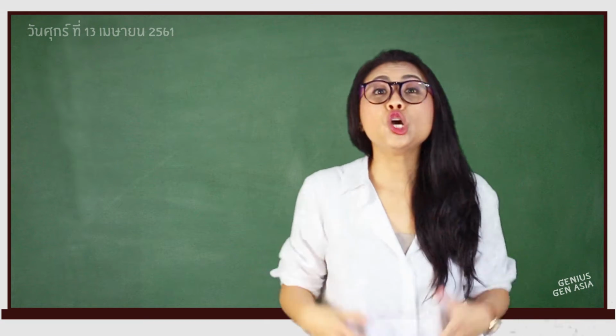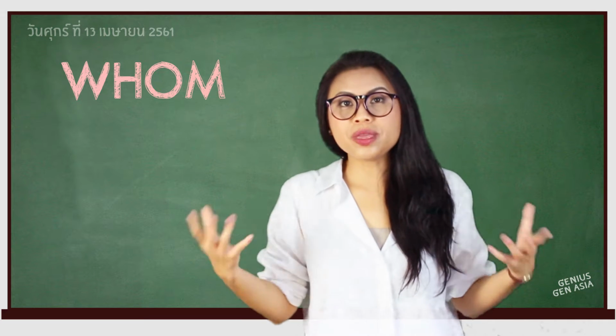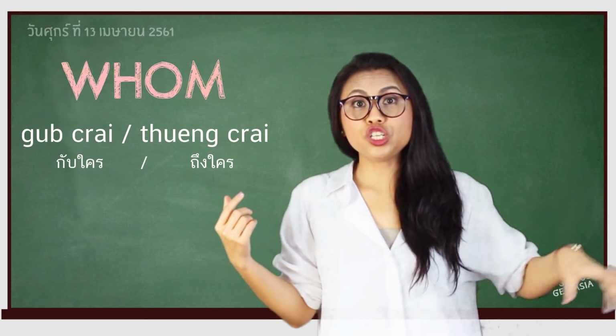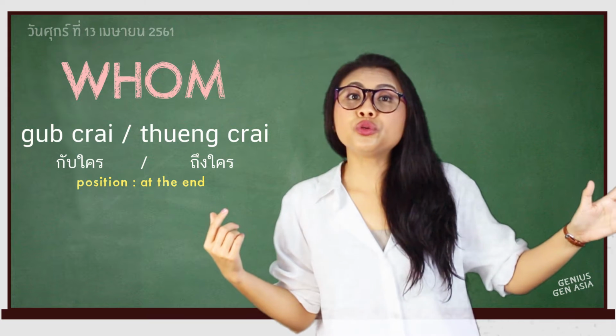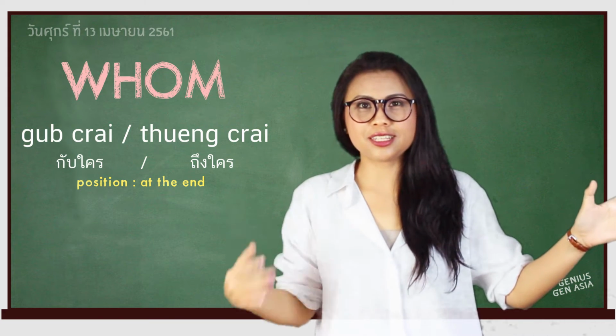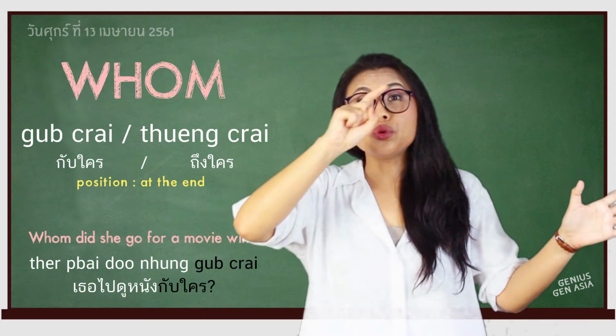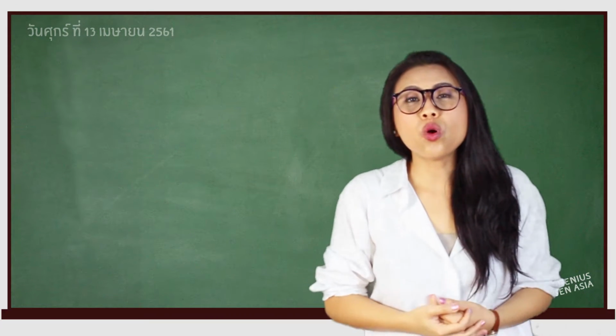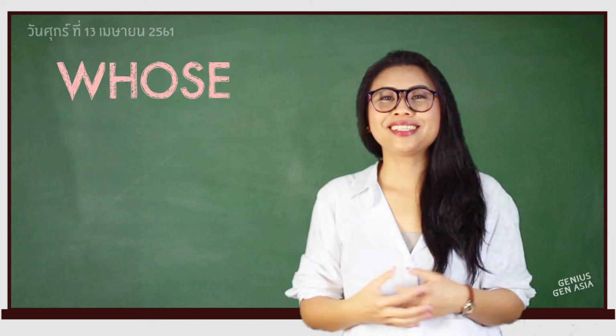The second one, whom. Whom means กับใคร or ถึงใคร which is an object. So you just put กับใคร or ถึงใคร at the end of the sentence. เธอไปดูหนังกับใคร. The third one, whose.